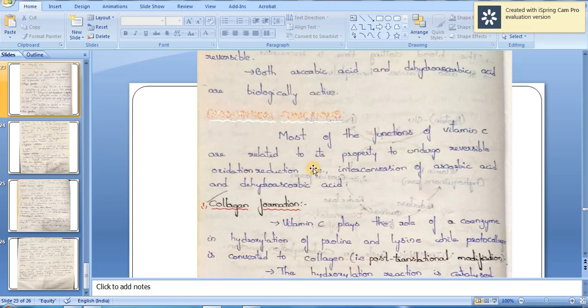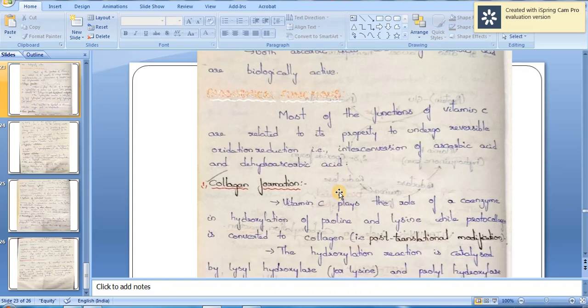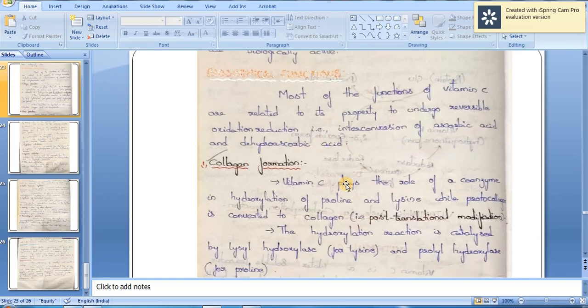Next, let us discuss biochemical functions. Most of the functions of vitamin C are related to its property to undergo reversible oxidation reactions, that is, interconversion of ascorbic acid and dehydroascorbic acid.